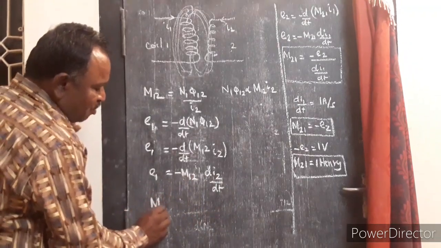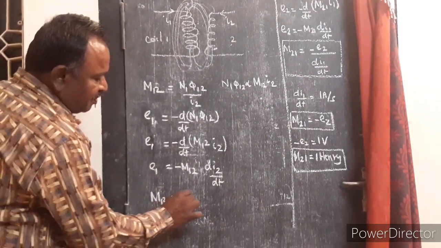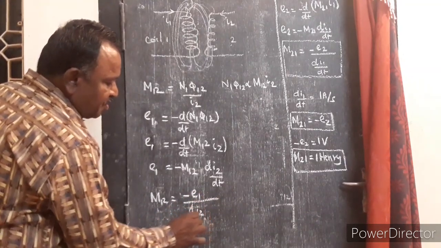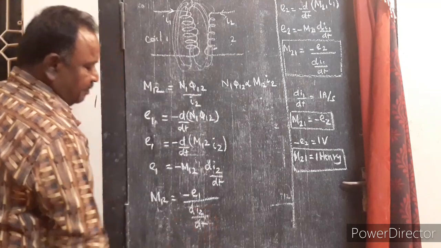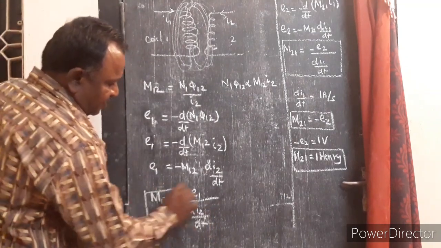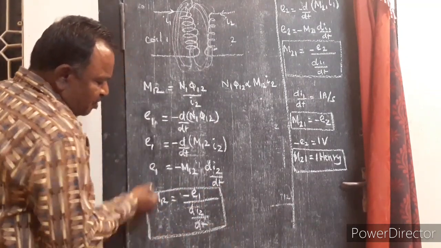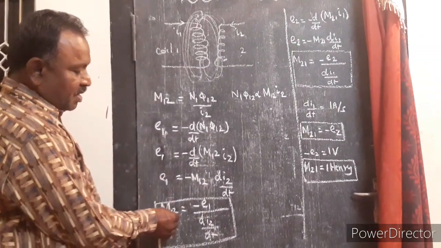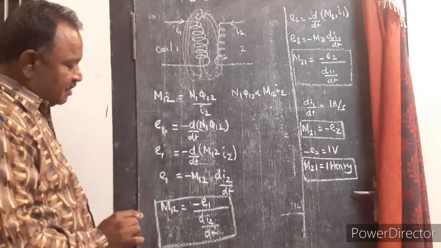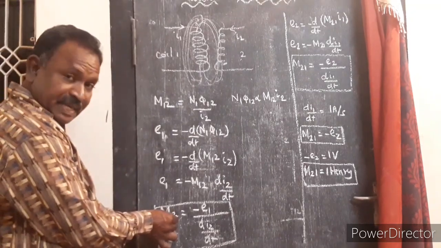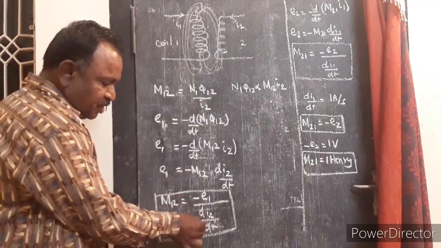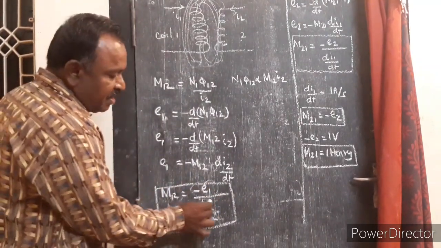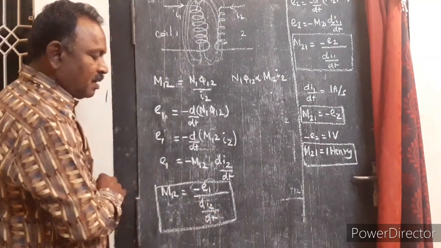Rearranging, M12 is equal to minus E1 by dI2 by dt. So this expression helps us to define mutual inductance of the first coil with respect to the second coil. So mutual inductance of the first coil with respect to the second coil is equal to the ratio of the opposing EMF in the first coil to the rate of change of current in the second coil.